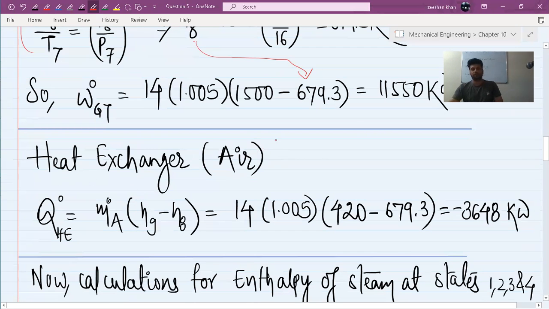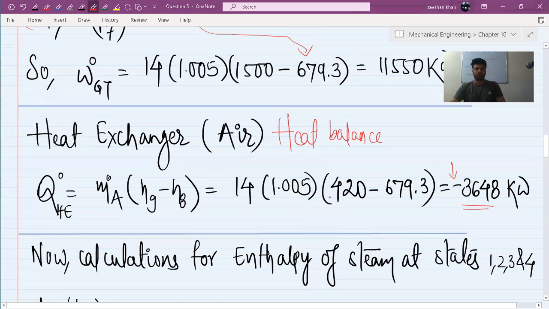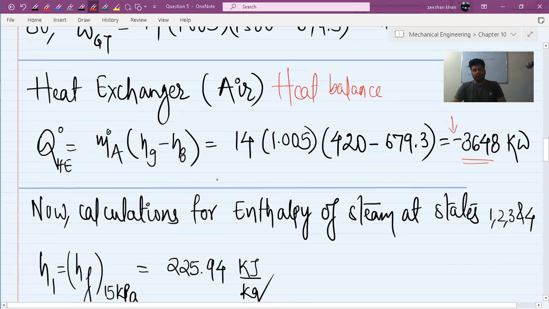Again, for the heat exchanger, I'm using a heat balance here, but only trying to calculate the amount of heat that has been extracted from the exhaust gases from the gas turbine. That comes out to be 3648. And since it's being extracted, there is a negative sign here. 3648 kilowatt is what we are going to provide to the steam for its conversion from liquid to vapor.